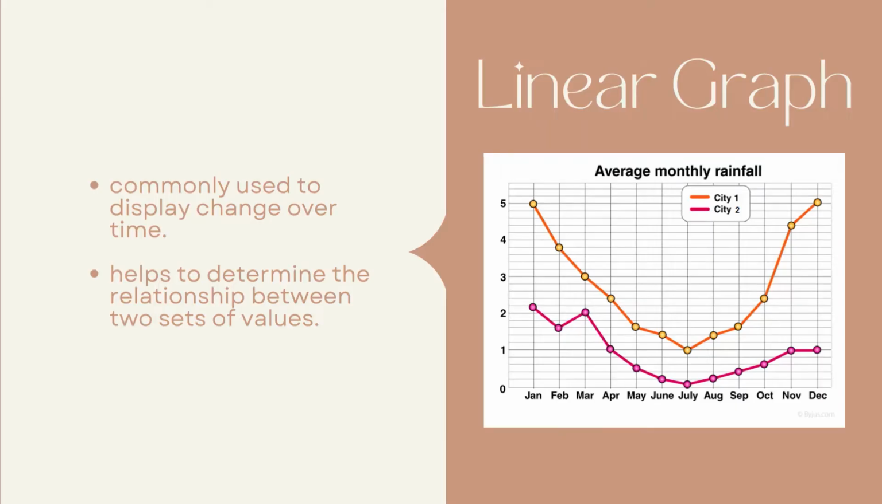Up next, we have the linear graph or line chart. A line graph is commonly used to display change over time as a series of data points connected by straight line segments on 2 axes. The line graph therefore helps to determine the relationship between 2 sets of values, with one data set always being dependent on the other set.